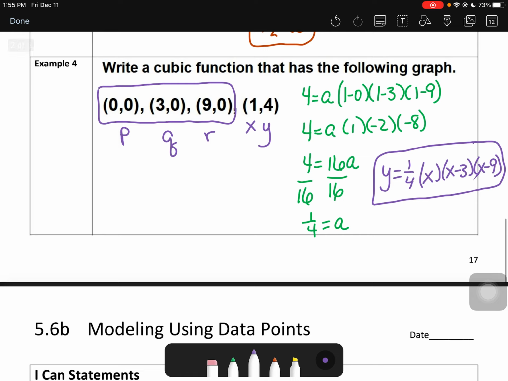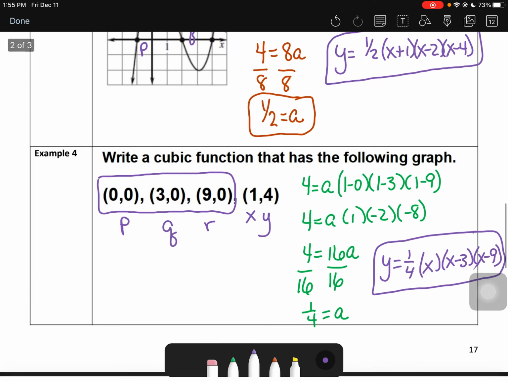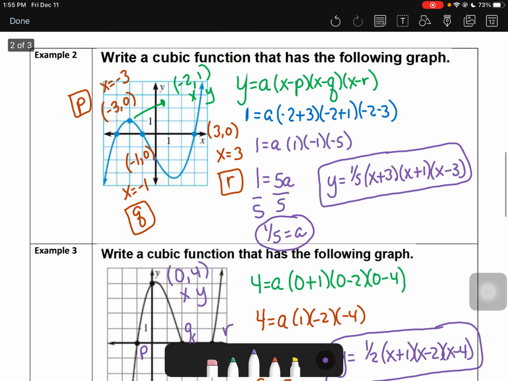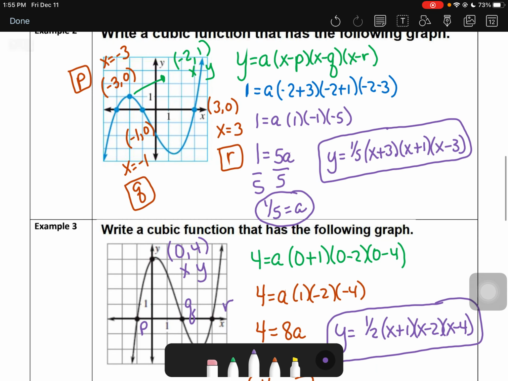Excuse the extra notes. It looks like I had those on here, and we don't need those for this particular section. And that would be it. So this would be writing equations of cubic functions.